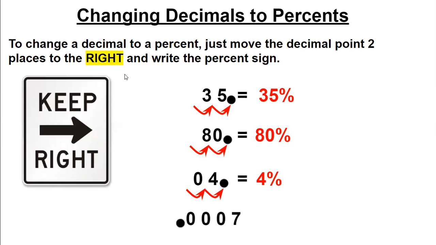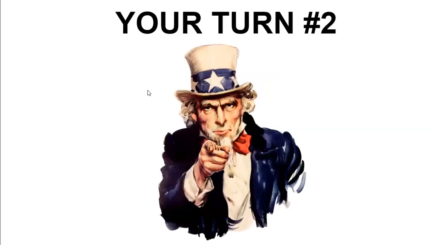How about this one? 0.0007. How would that become a percent? Well, you do the same thing. Move your decimal 2 places to the right. There goes your decimal. So your answer is 0.07%. And you can have a decimal percent. That's okay. Okay, you get to try moving some decimals and converting them to percents.